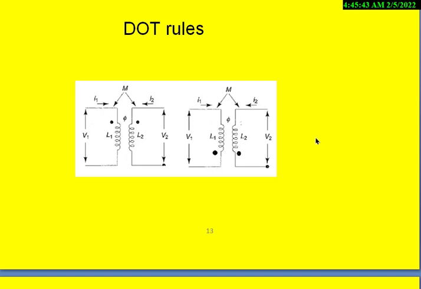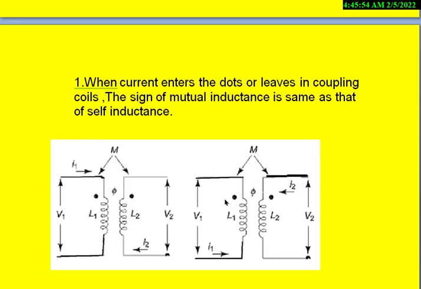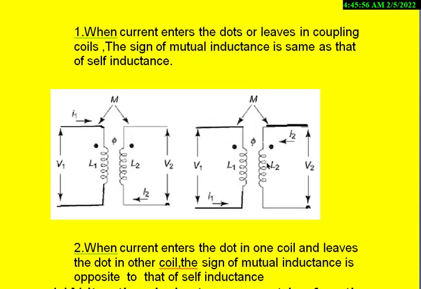Dot rule 1 says if the current enters the dots or leaves the dots in both the coils, then the mutual inductance will get the same sign as that of the self-inductance. The second rule says that if the current enters the dot in one coil whereas the current leaves at the dot in the other coil, then the mutual inductance will get the negative, opposite sign as that of the self-inductance.